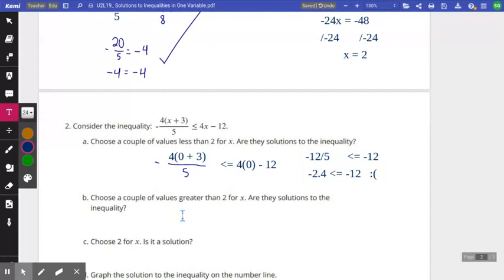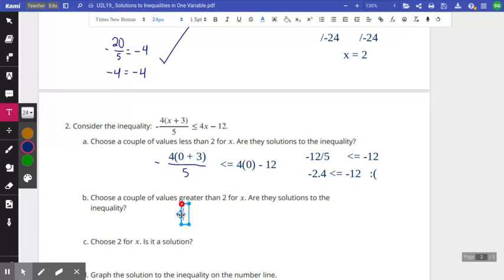Part B says choose a couple values greater than 2 for x. Are they solutions to the inequality? Similar to what we did before, but now you're choosing a number bigger than 2. Go ahead, pause the video now and pick 1 or 2 values to try yourself.